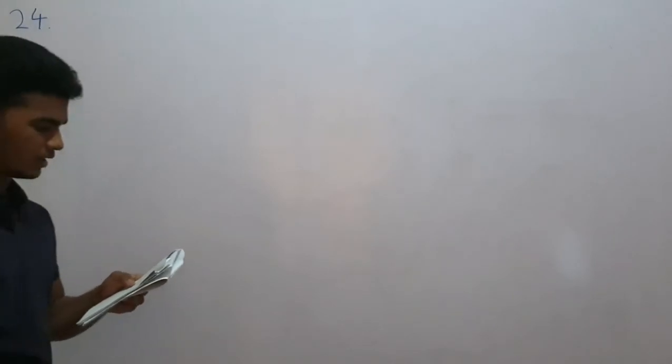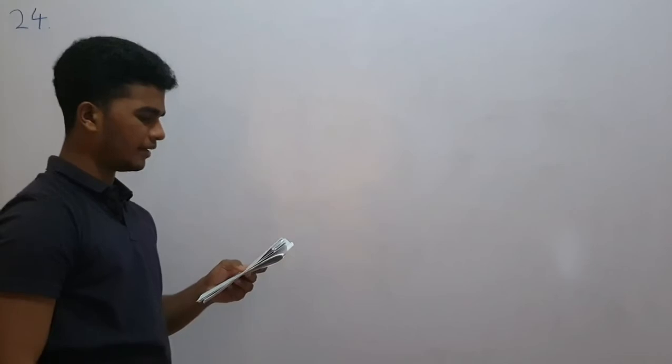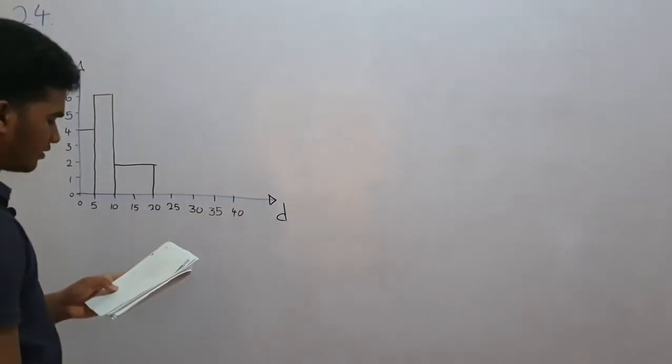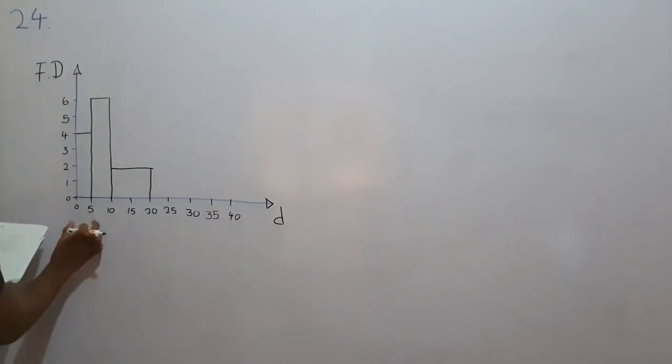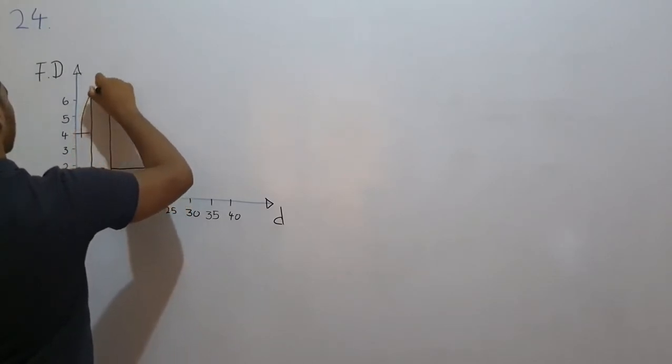24th sum. A group of office workers are each asked to record the distance, d kilometers, they travel to work. The results for some of their journeys are shown in the histogram. And they say there were 20 workers in the distance 0 to 5 group.